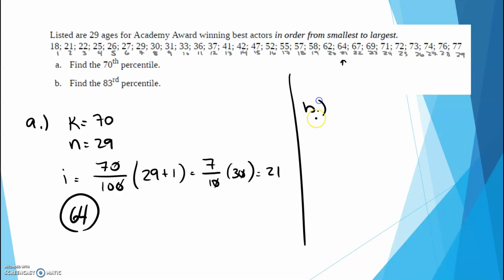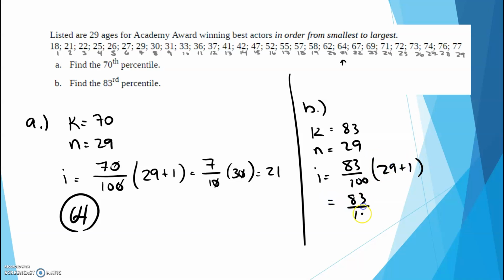Okay, for part B, the 83rd percentile, so k is equal to 83. n is still 29. So i is 83 over 100 times 29 plus 1, and just write 30 there. Okay, now this is going to come out to be 24.9.